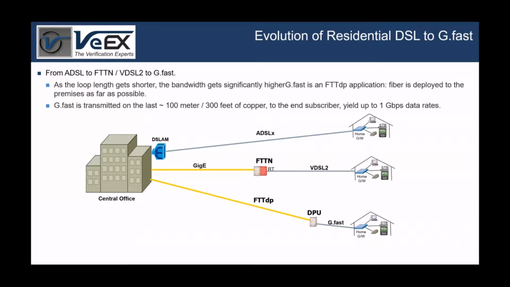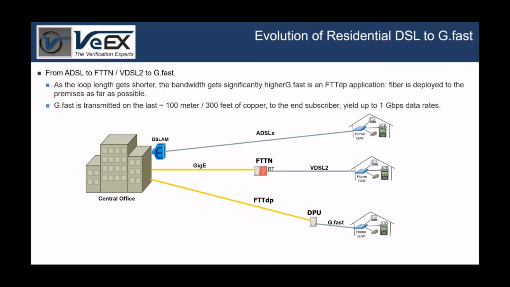DSL and G.fast. Over the many years, we've seen the evolution of residential DSL to G.fast. As you can see, from ADSL to VDSL2 to now G.fast, you can see that the copper loop is just getting shorter and shorter and shorter. And by doing so, this allows the bandwidth deliverable over the copper to get higher and higher.